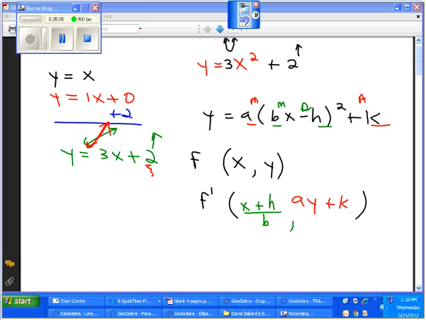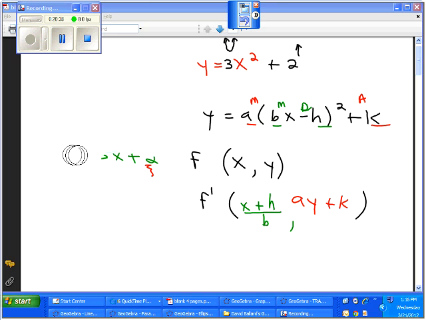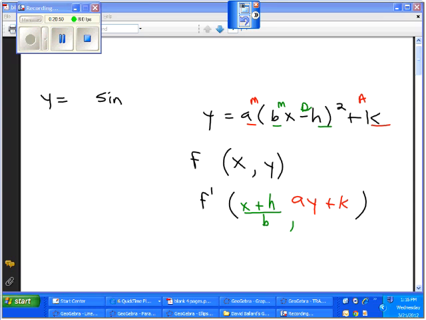Now, if we can do that to a parabola and a hyperbola and a square root and an absolute value, remember all that junk, then guess what? We can do it also to trigonometric functions. Now, so let's begin to talk about that. Let's say that we had y equal sine of an angle. Let's just put sine x.